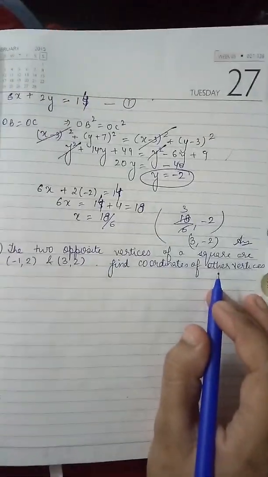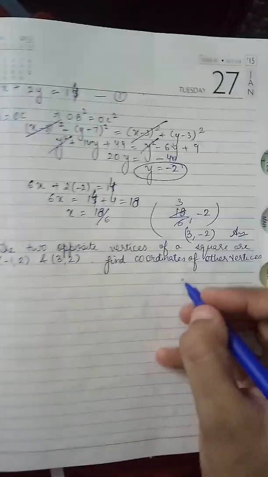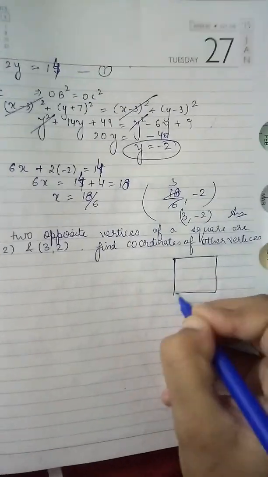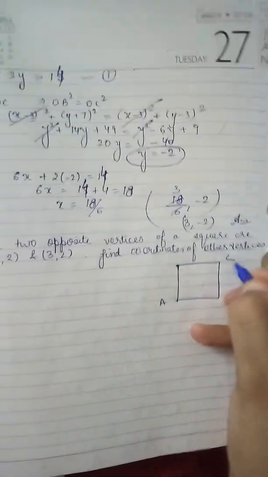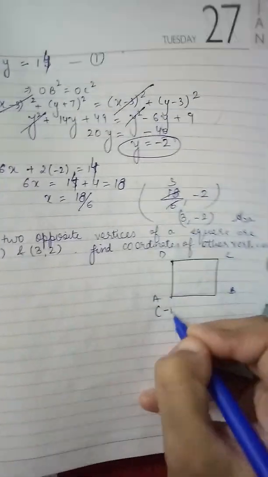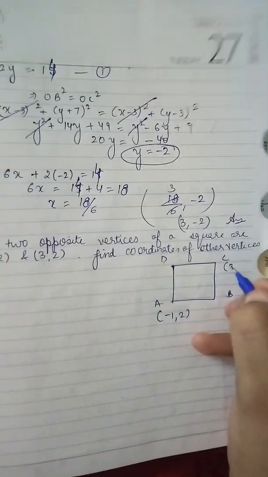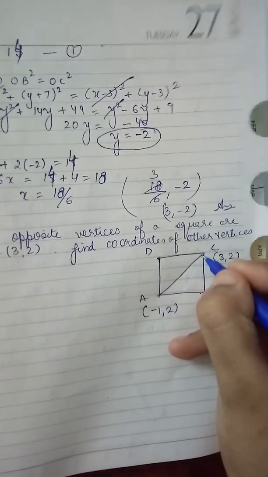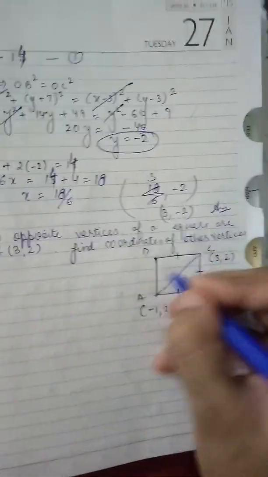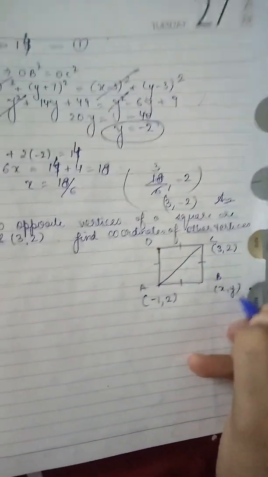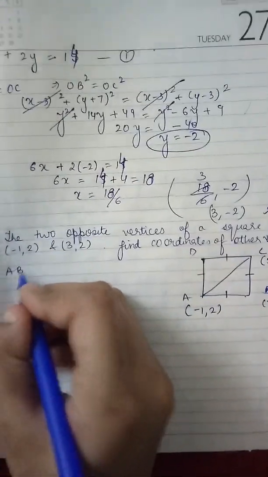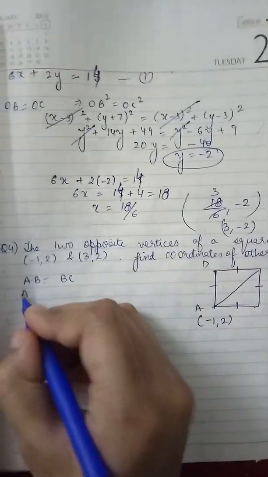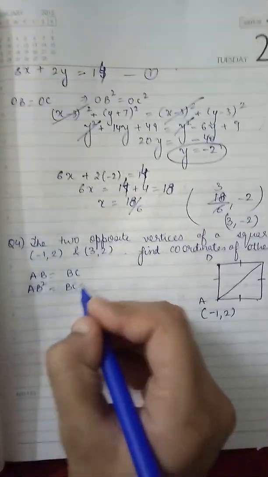Now the four opposite vertices of a square are, here we have been given a square ABCD. The opposite vertices are (-1, 2) and (3, 2). We have to find B and D. See, we know that all the sides of a square are equal. So if this coordinate is (x, y), then AB is equal to BC and their squares will also be equal.